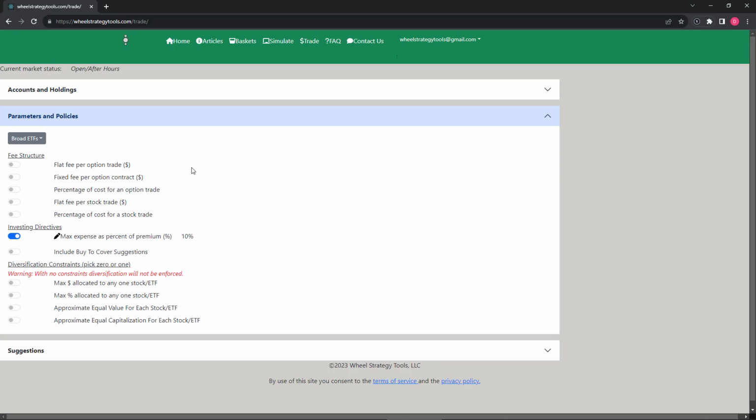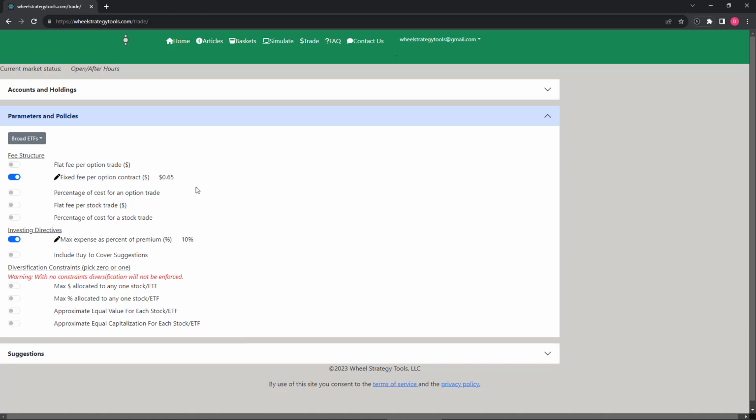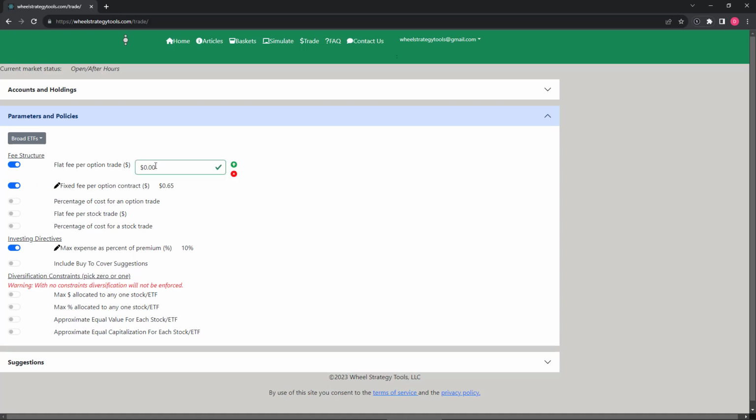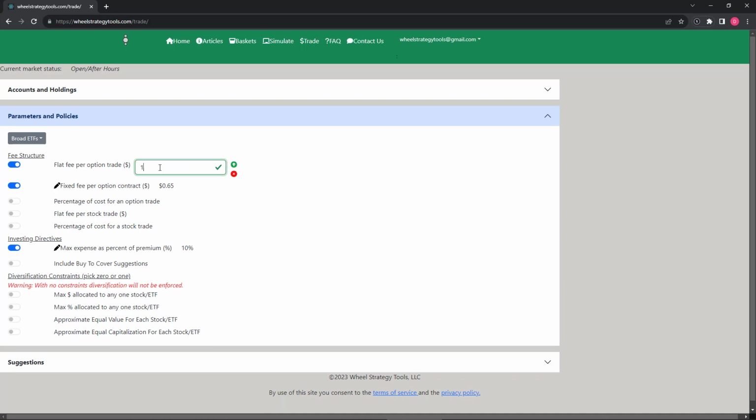In today's world, perhaps the most common fee structure is fixed fee per contract. For example, if your broker was TD Ameritrade, which charges a 65-cent per contract fee, you would select the fixed fee per contract option, edit the value, and put in 65 cents. Hit return or select the green accept icon at the right. You can select multiple fees, so if your broker charged a flat fee plus a fee per contract, you would activate 2 of the options, a flat fee per option trade and the fixed fee per contract.